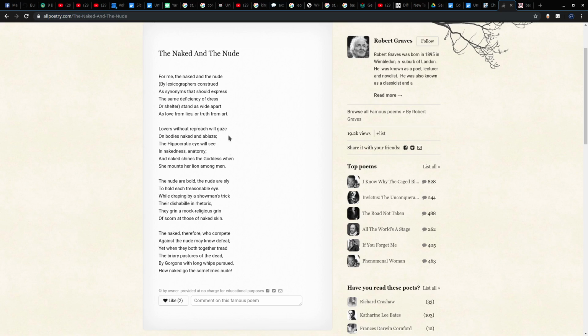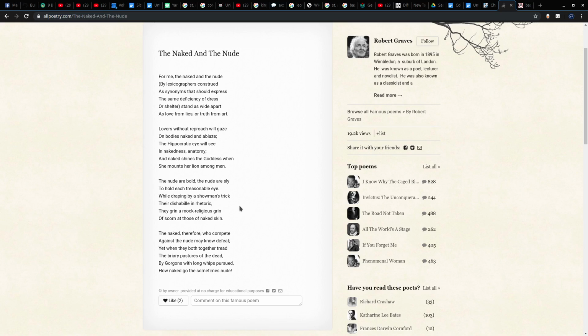So here he says, "Lovers without reproach may gaze on bodies naked and ablaze." The Hippocratic eye means a doctor's eyes. "We'll see in nakedness anatomy." Doctors look at naked people because they need to cure them. "And naked shines the goddess when she mounts her lion among men." The idea is that even a goddess can be naked. Now, what about nude? Nude is the evil kind of naked.